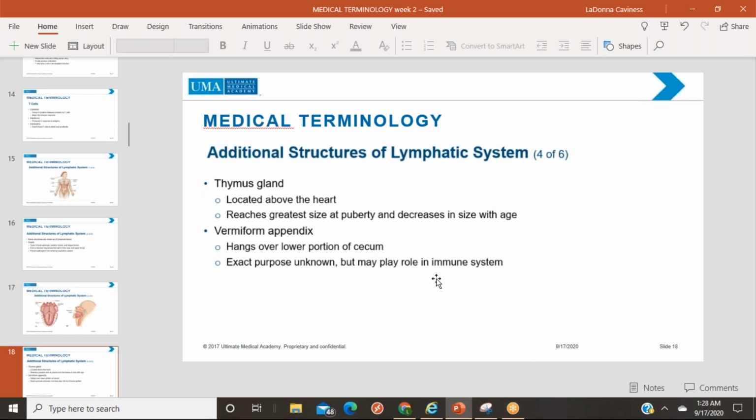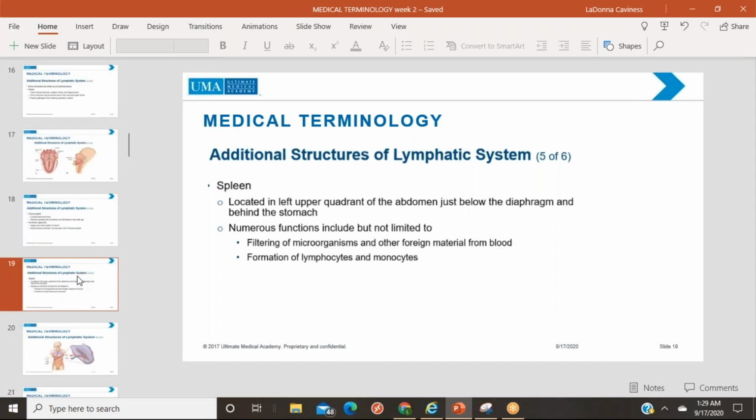Thymus gland. It's located above the heart. It reaches greatest size at puberty and decreases in size with age. Vermiform appendix. It hangs over the lower portion of the cecum. Exact purpose unknown, but may play a role in the immune system.